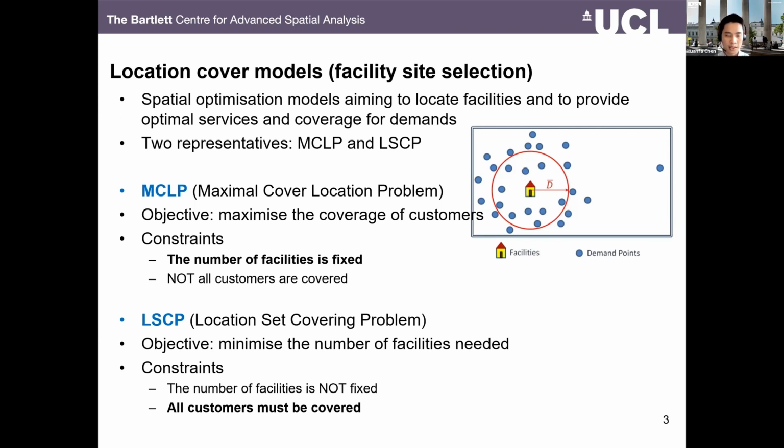So MCLP is a short name for maximum cover location problem. The objective is to maximize the coverage of the customers or the demands with the constraint that the number of facilities is fixed. However, in this problem, not all demands should be covered. On the other hand, the LSCP, whose full name is location set covering problem, aims to minimize the number of facilities needed to cover all the demands. So in this problem, all the customers must be covered. In this project, I will focus on these 2 problems.